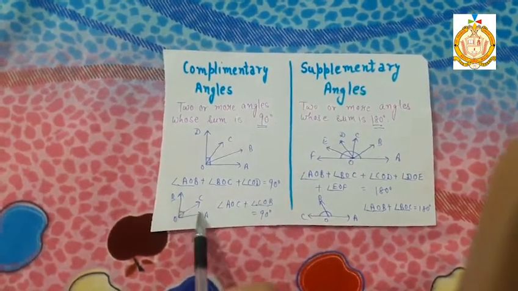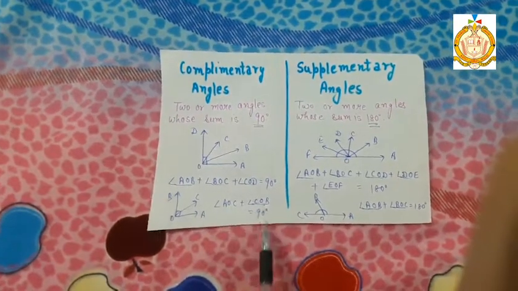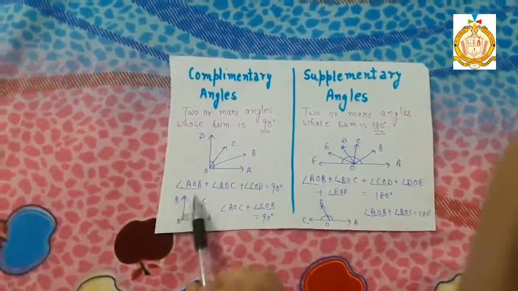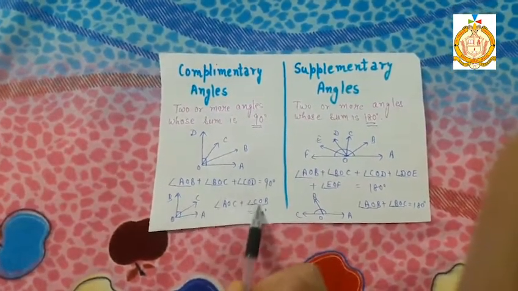Again in this figure, the two angles AOC and COB sum to 90 degree. So the sum of the two angles is equal to 90 degree. So we may say that these two angles are complementary to each other.